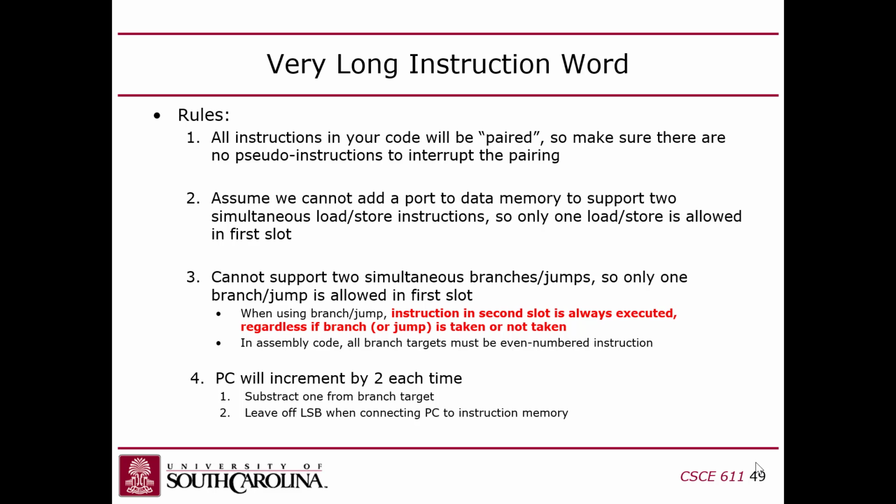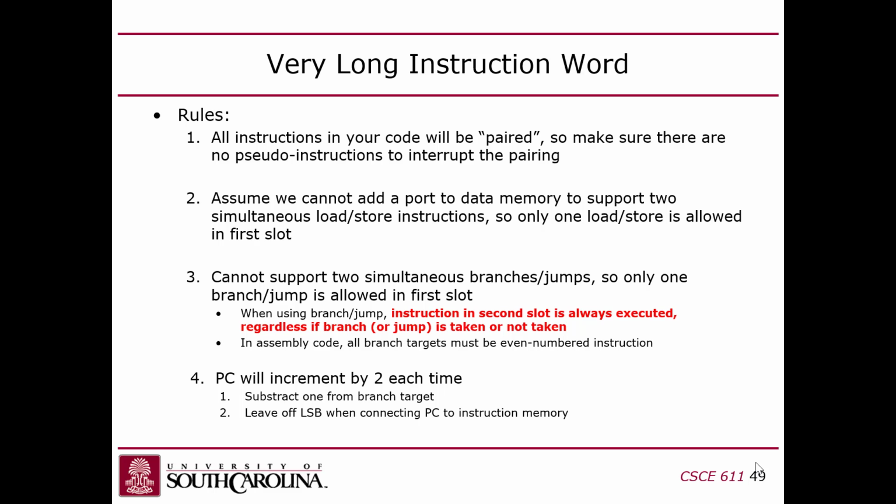Assume we can't add another port to the data memory, but don't care because we didn't put a data memory in, so you don't have to worry about number 2. Number 3 is we can only have one branch or jump, because it would be a lot more complicated to support 2 branches or jumps in the same instruction word packet. So only the first instruction can be a jump or branch, meaning that the program counter value of each jump or branch has to be an even number.